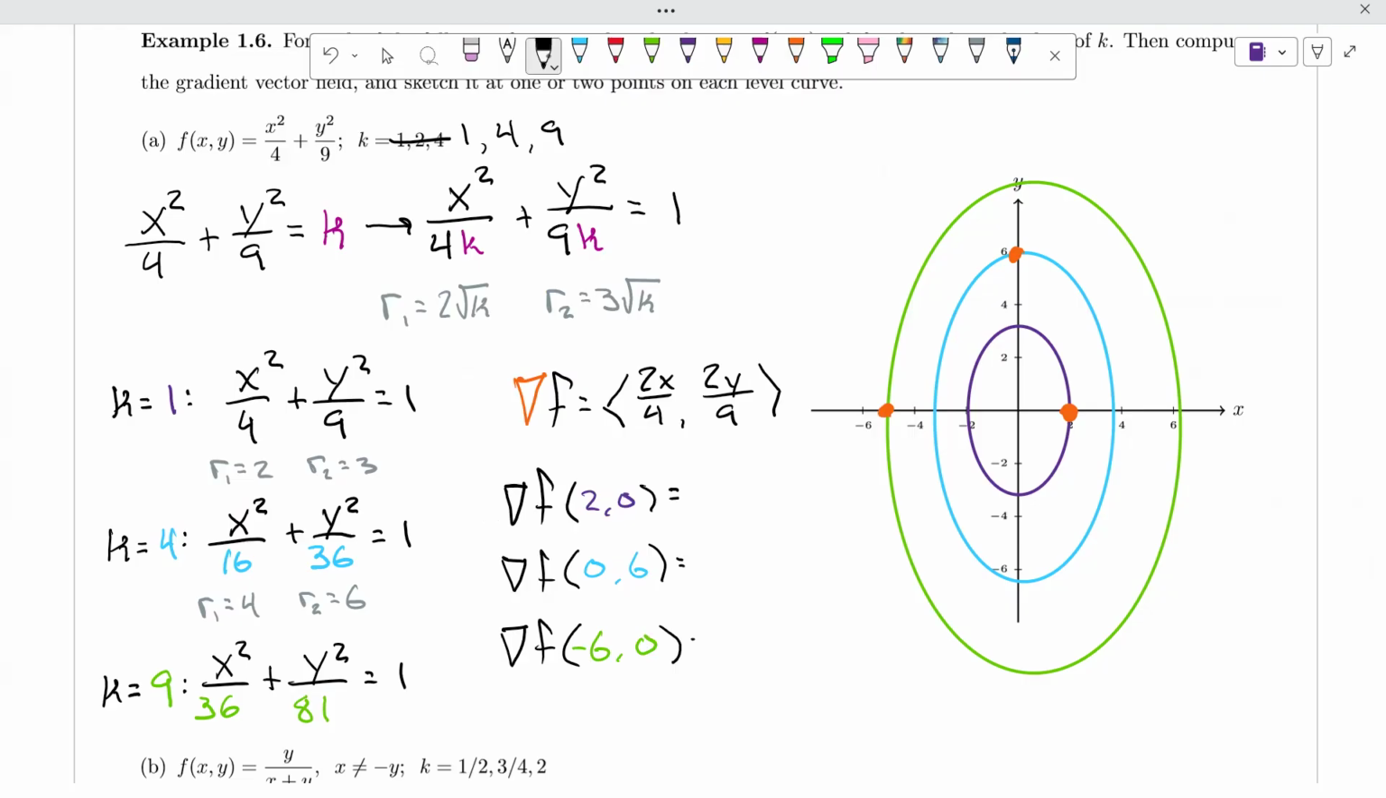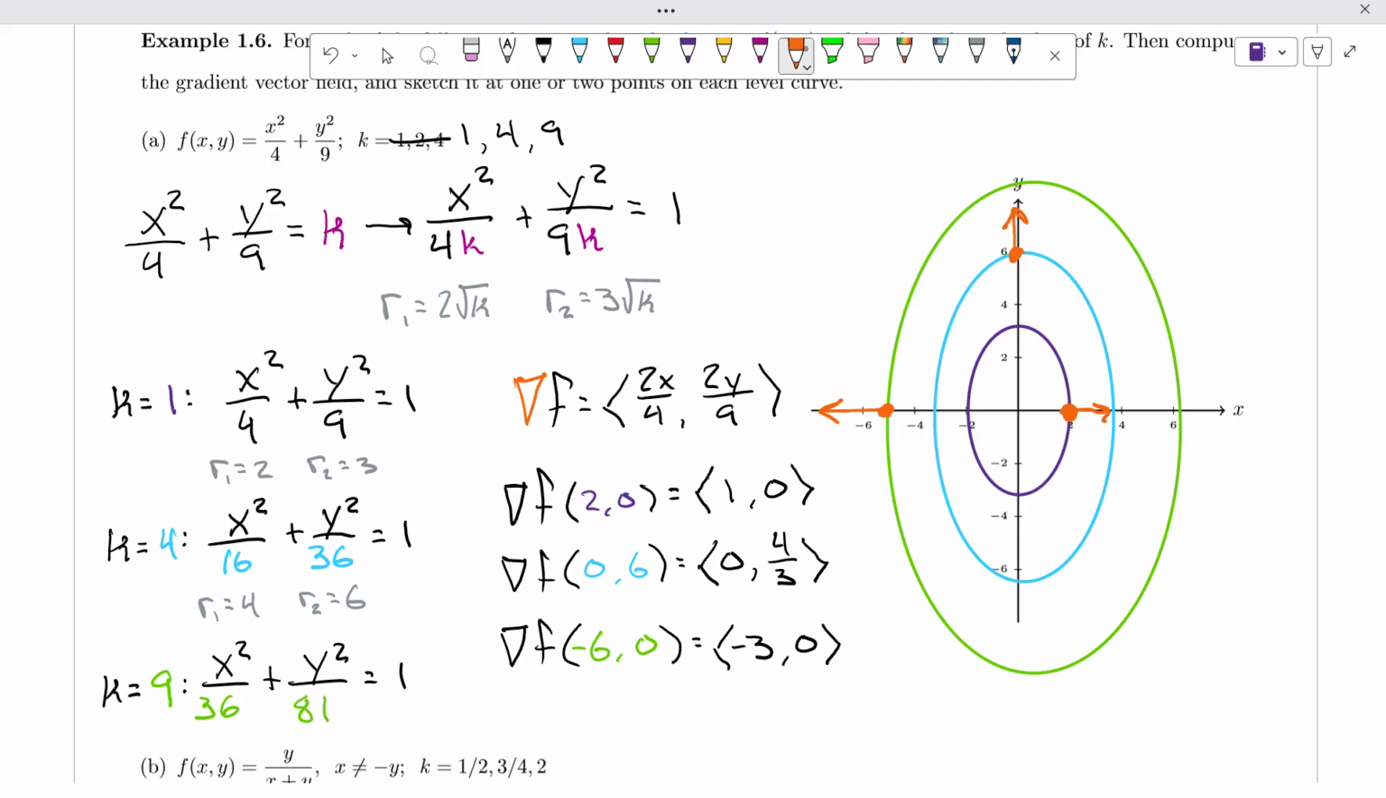And if I get my gradient vectors at each of those spots, 2 times 2 over 4 is 1, and 0 is 0. 0 for the x component in the blue one, and then 12 over 9. I'll simplify that to 4/3. And for negative 6, 0, looks like negative 12 over 4 or negative 3, 0. And then draw in those vectors. They should look something about like that.